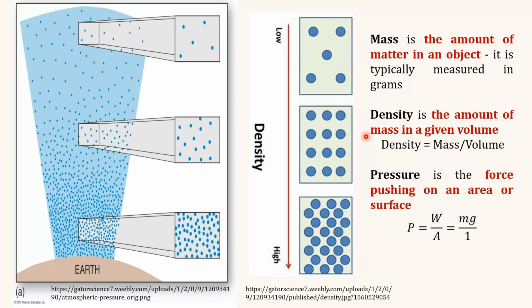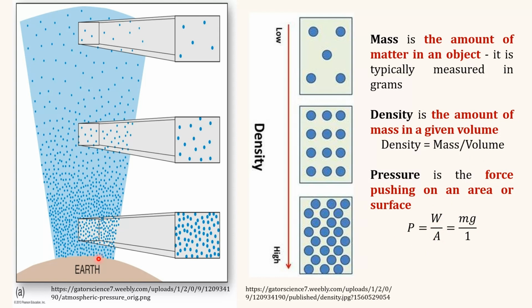Here we have three definitions just for reference. Mass refers to the amount of matter, density is the mass per unit volume, and pressure is the force per unit area. And in the case of atmospheric pressure, we can say it is weight per unit area.